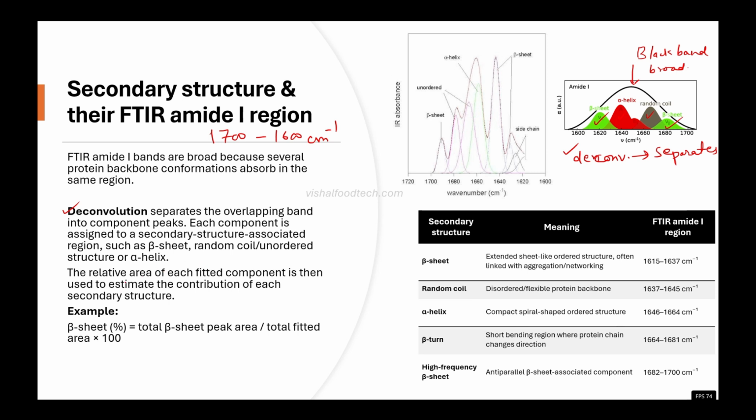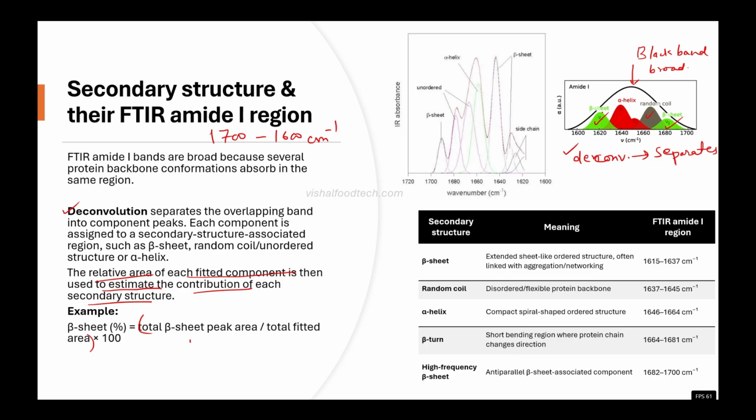And then we calculate the relative area of each of the fitted components, and it is used to estimate the contribution of each secondary structure. For example, if we calculate the beta sheet percent, it is the total beta sheet peak area divided by the total fitted area, times 100.